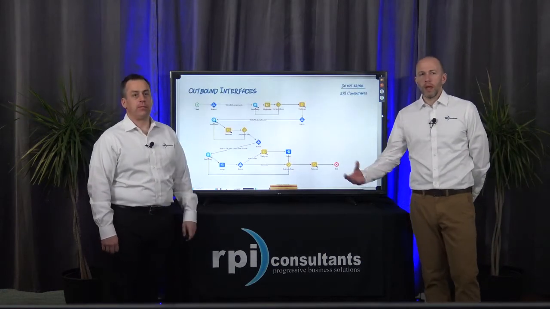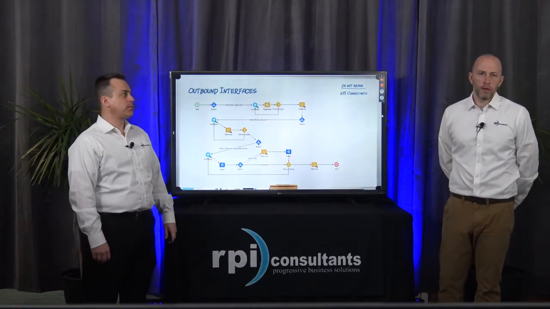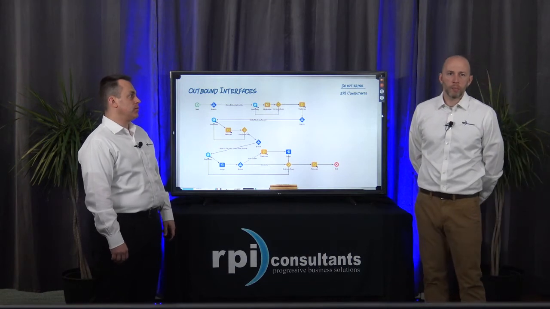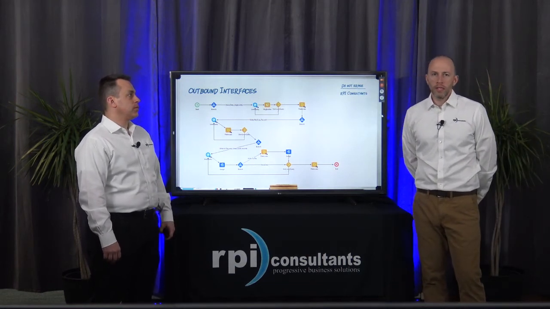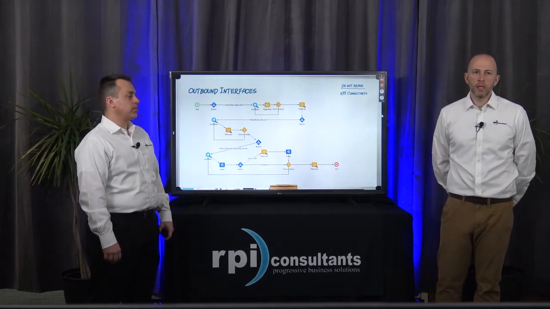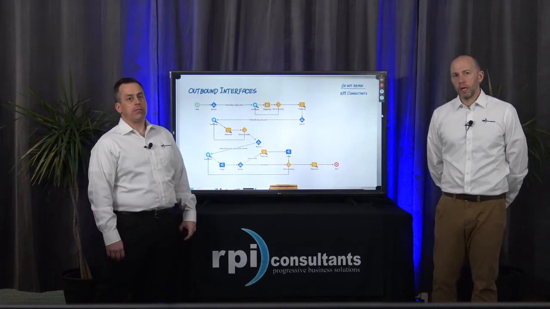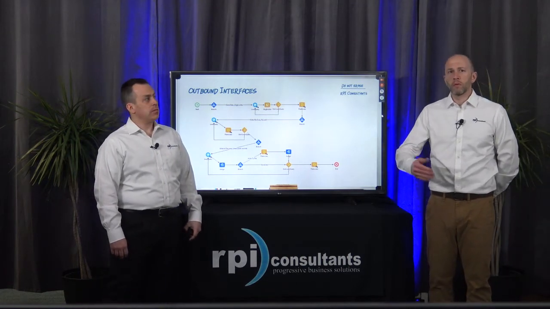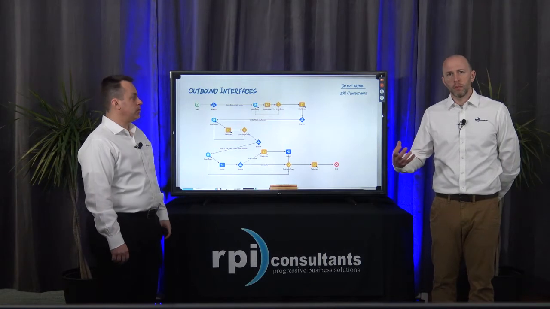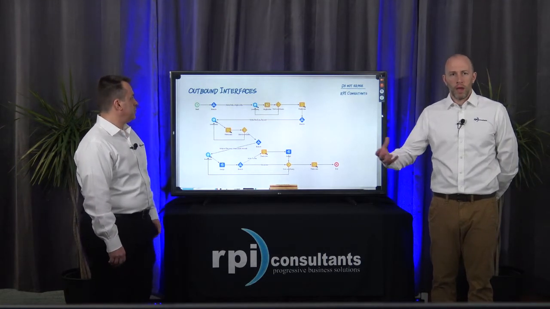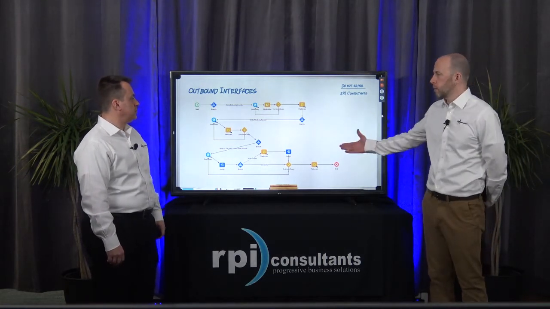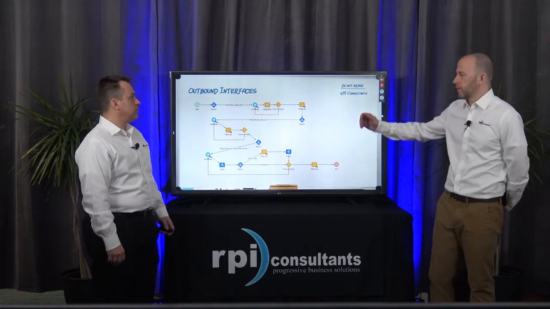So Jeff was talking about inbound interfaces, so let's talk a little bit about outbound interfaces. This example that I have right here is creating an output file, so reading data from your Lawson system and writing a file. It's actually doing it in 3 different ways, and we've got the breakdown here.